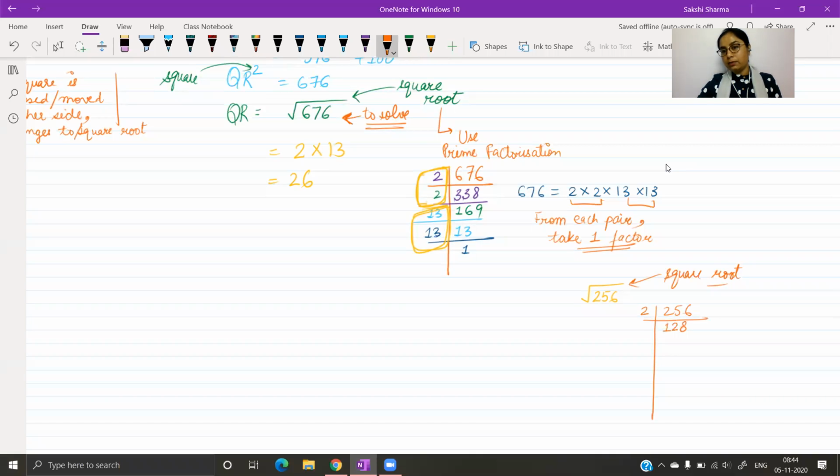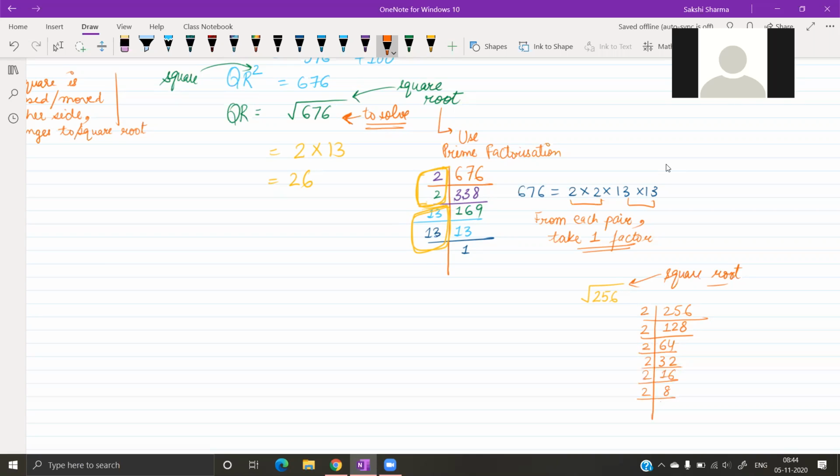This will be divided by 2 and the answer will be 128. Again, I can divide by 2. It will be 64. Now this again gets divided by 2. You now can see that the prime factor 2 is repeating. And once you have completed your prime factorization, put your prime factors in pairs.